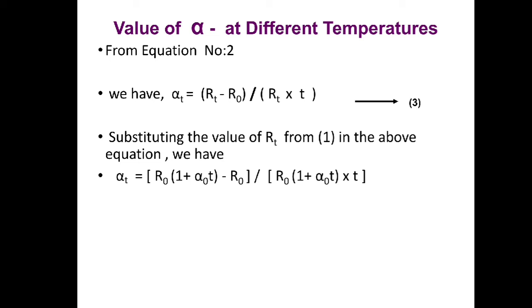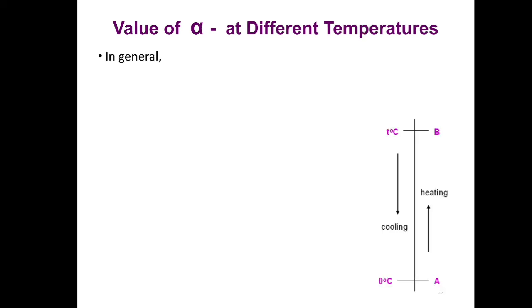So substituting that value of R_t from 1, we get alpha_t is equal to (R_0 (1 + alpha_0 t) minus R_0) divided by R_0 (1 + alpha_0 t) into t. After simplifying, you get alpha_t is equal to alpha_0 divided by (1 + alpha_0 t). Let it be equation 4.